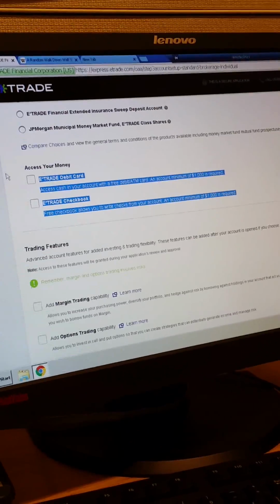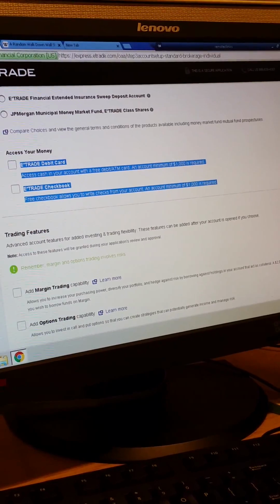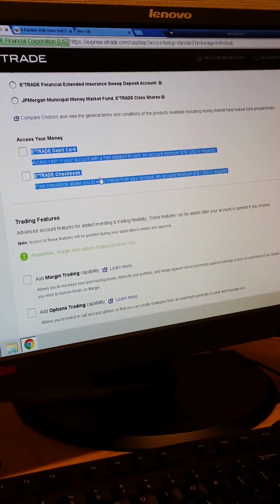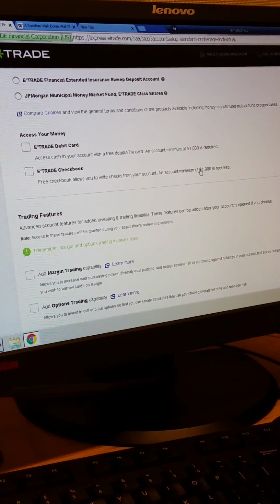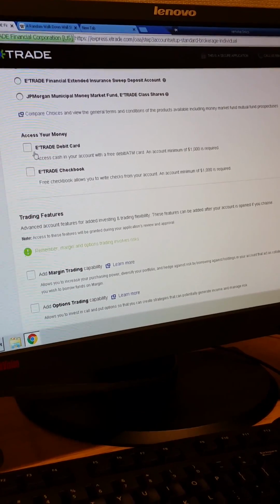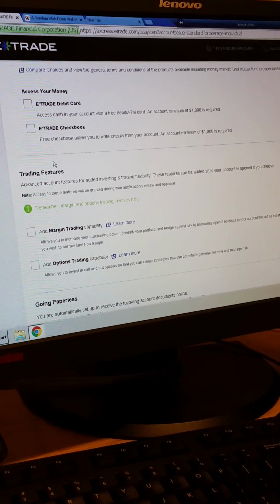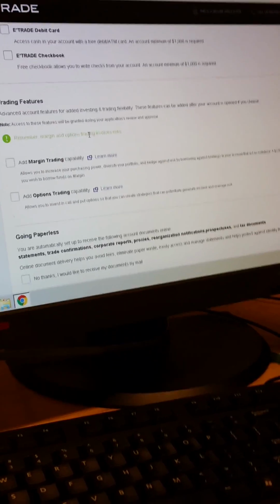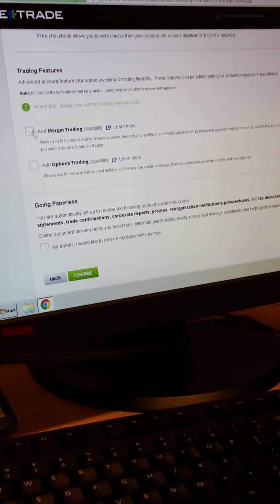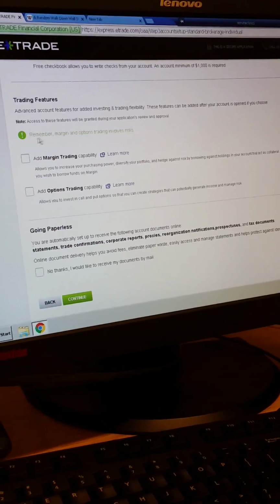Yeah, and you can also sort of use your brokerage account like a bank account. They can either give you a debit card or you write checks, but you need a certain minimum, so I'm sure you can unlock these later. You don't want to do margin trading or options trading, probably. I don't even know what that means.